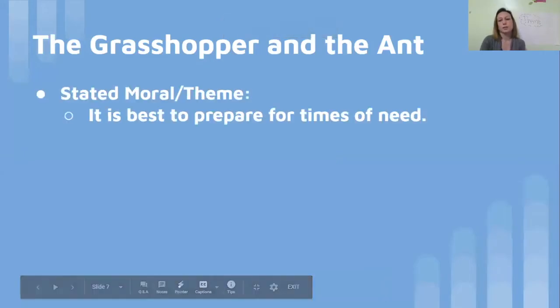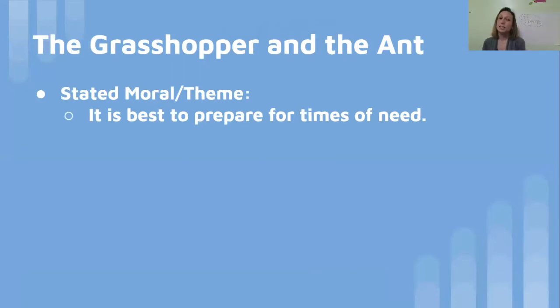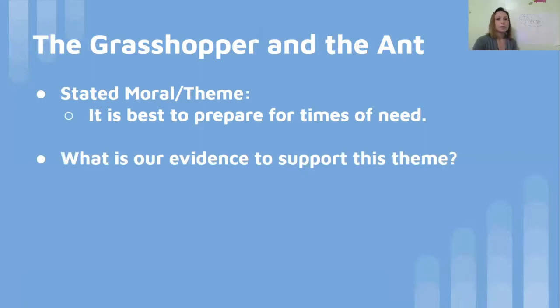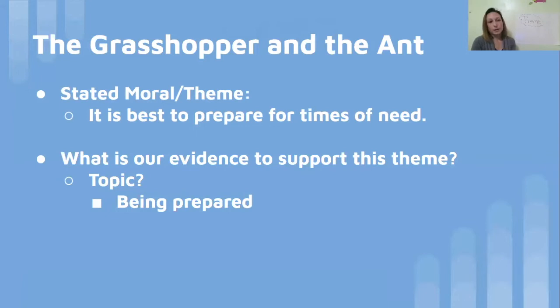So it told us that the moral is that it is best to prepare for times of need. And the ants' time of need was winter, when food wouldn't be growing, so they had to store it up beforehand. So what was our evidence? Our topic was about being prepared. We read about ant preparing, grasshopper was not preparing, grasshopper went to prepare, and then there wasn't much left for him to gather.